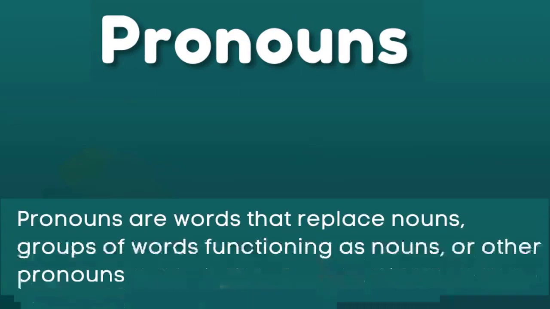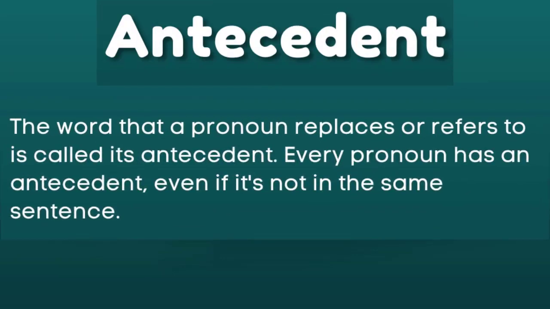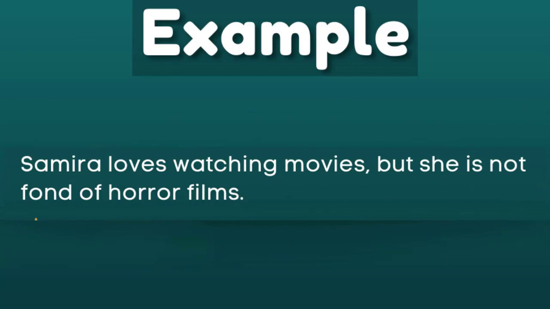Define pronouns. Pronouns are words that replace nouns, groups of words functioning as nouns, or other pronouns. Antecedent. The word that a pronoun replaces or refers to is called its antecedent. Every pronoun has an antecedent, even if it's not in the same sentence. Example: Samira loves watching movies, but she is not fond of horror films.